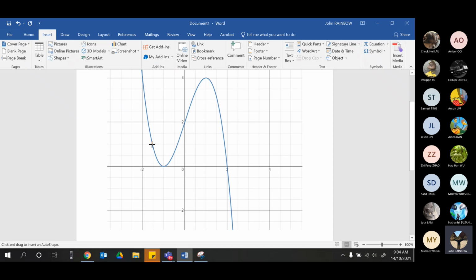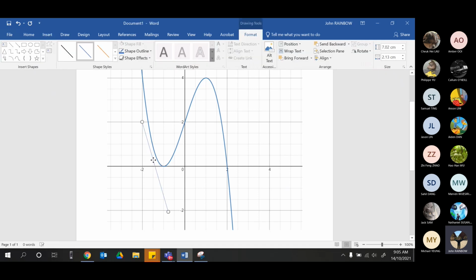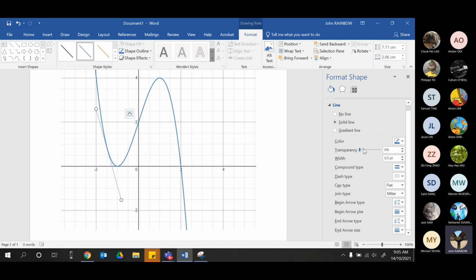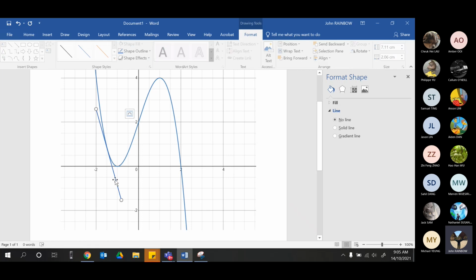If I want to know what the gradient was right at this point, I would need the line to be parallel to the curve at that point, which is pretty close to that. It's probably not quite, it's probably more like that, if you're looking at this point here. So you can see that would be my tangent line there. I'll make that a bit thicker. Okay, so that is my tangent line, the one that goes there.